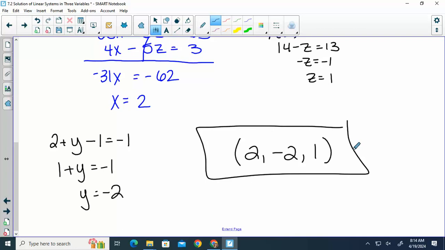2 plus -2 minus 1 is -1. 4 times 2 is 8. -3 times -2 is 6. So 8 plus 6 is 14. Plus 2 is 16. So it should work for all 3 equations when you plug it back in.